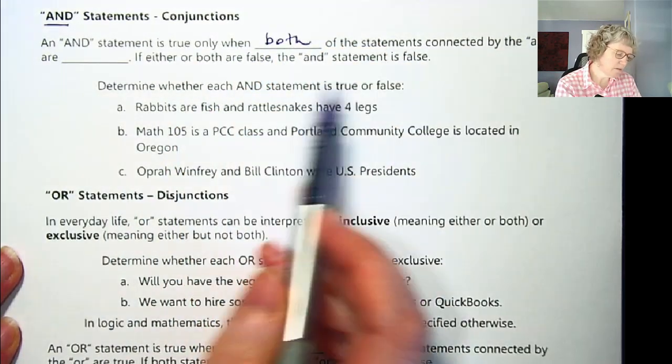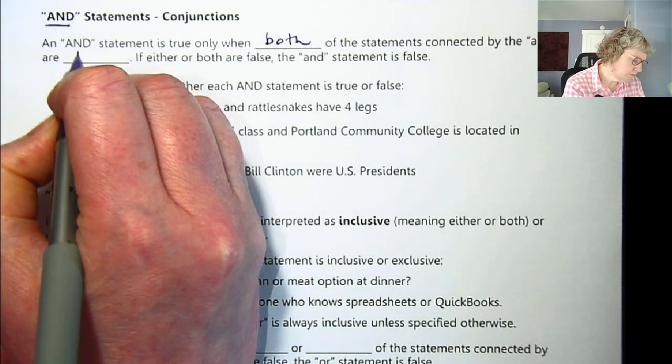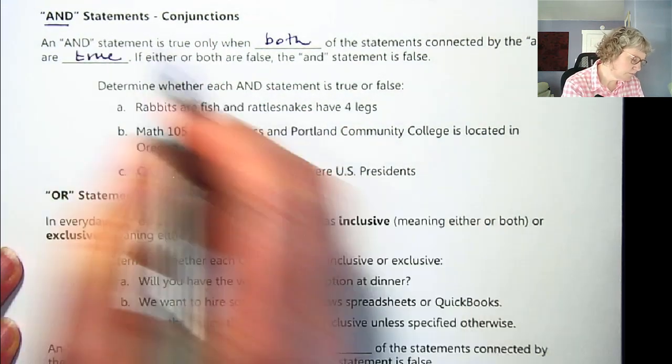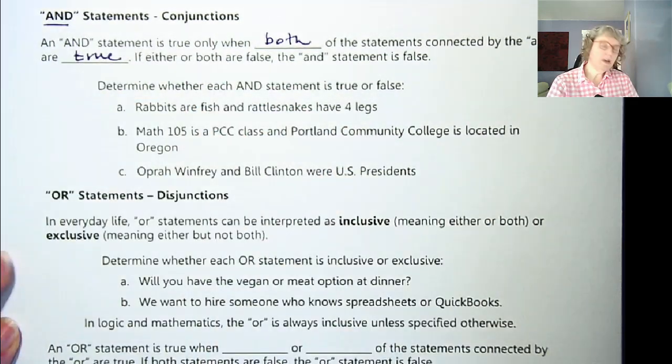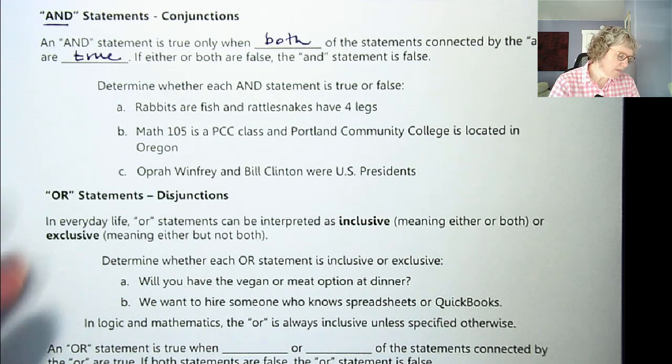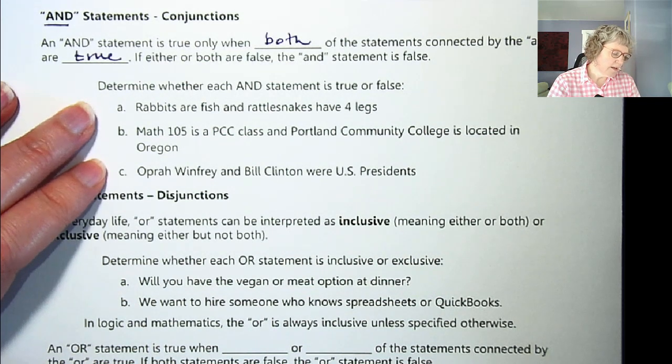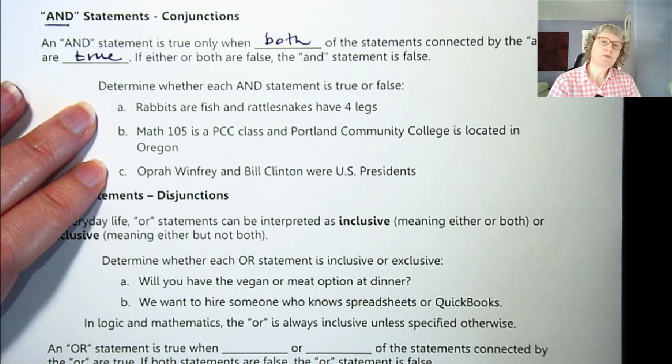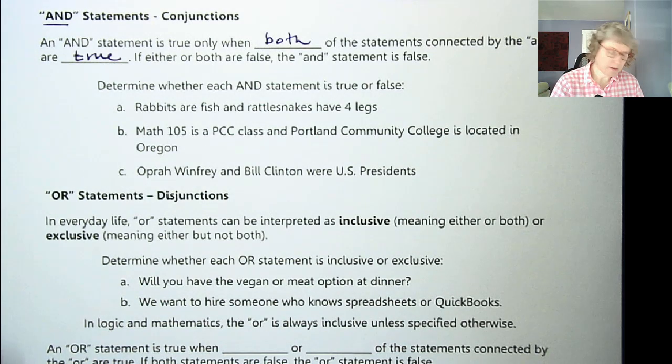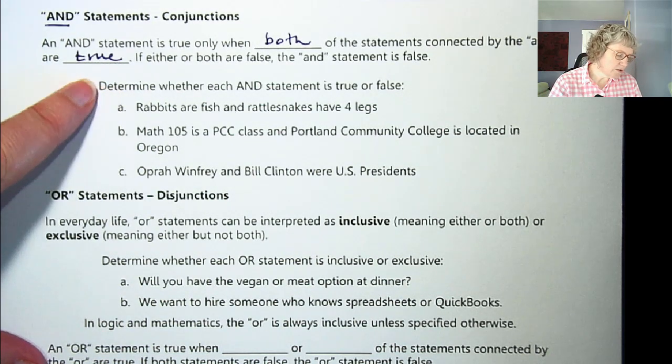So when both of the statements are true. If either one of them or both of them are false, then the and statement is false. So what we're trying to do is determine the truth value of the entire statement. Determine whether each and statement is true or false.